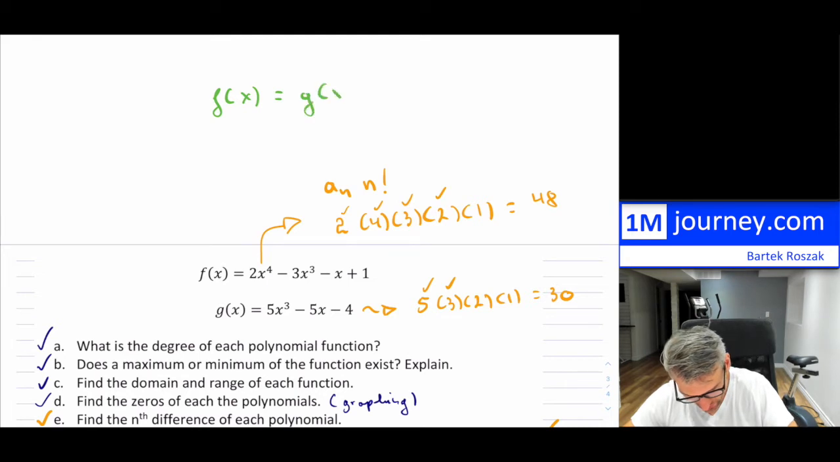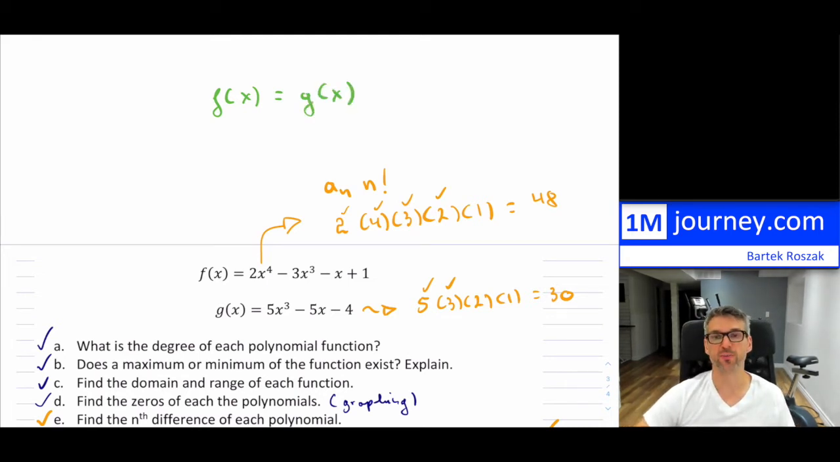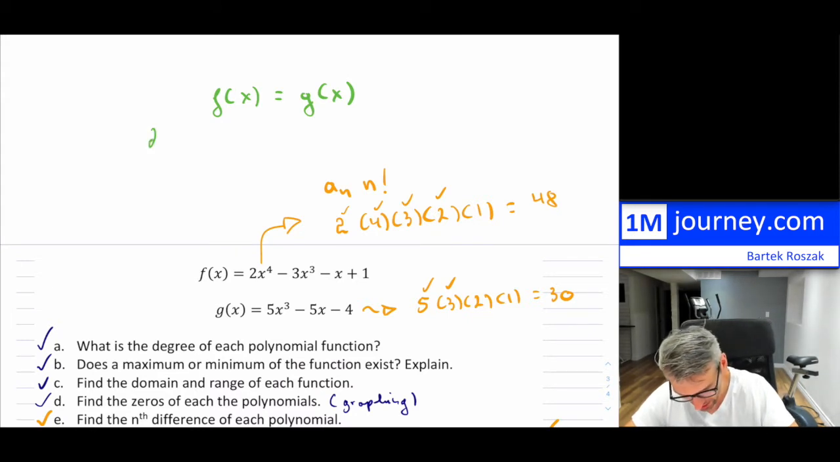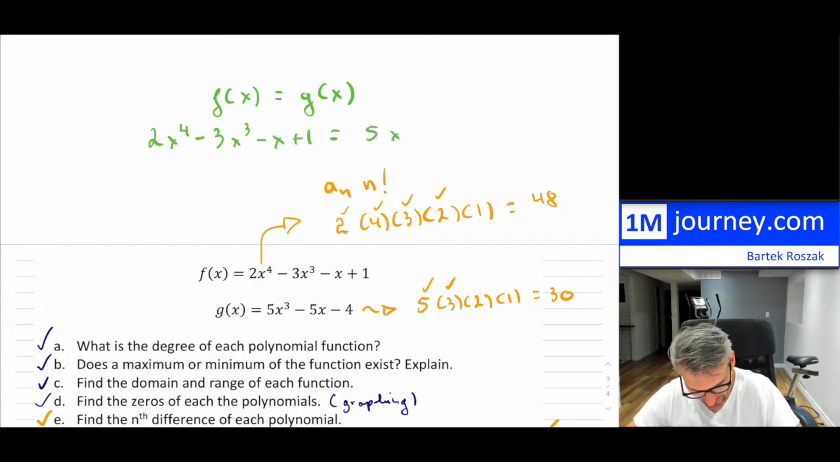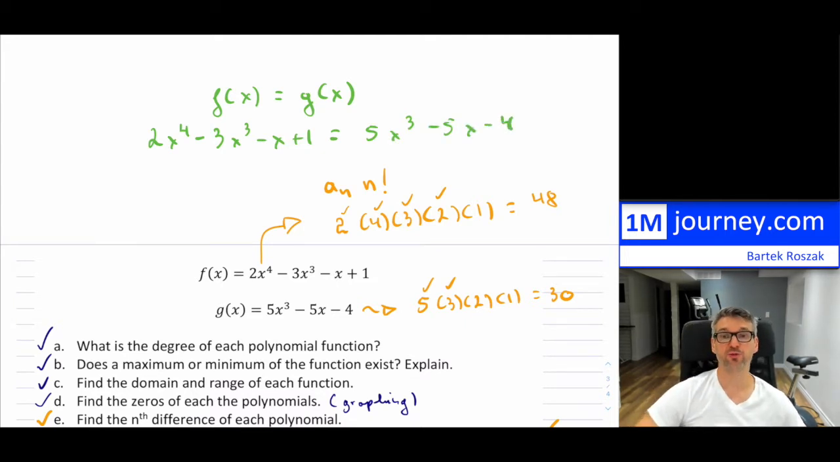And so you would have to equate the two functions and then try to find where they actually intersect. In this particular case, you would have to say 2x^4 - 3x^3 - x + 1 = 5x^3 - 5x - 4. And basically what you're doing is trying to solve this for x. That's very mean, right? If it's linear, or even if it's quadratic, those ones are much easier to work with.